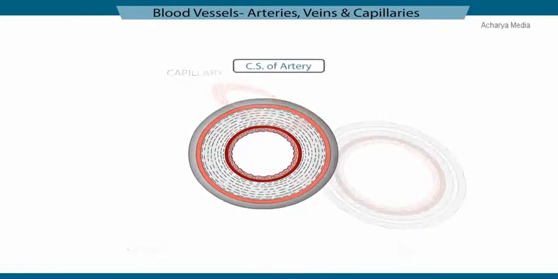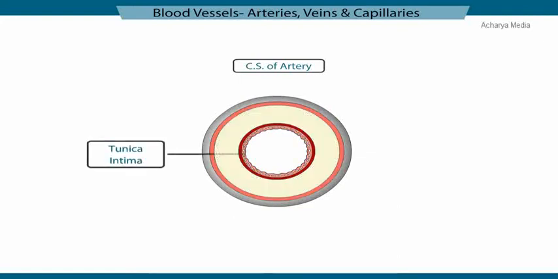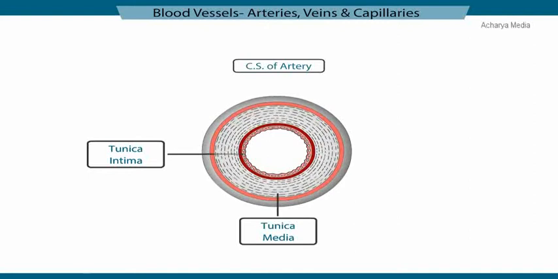The wall of an artery consists of three distinct layers of tunics, namely tunica intima, tunica media, and tunica adventitia. Tunica intima is the inner layer of the artery. It is composed of simple epithelium called endothelium. The layer lies on elastic connective tissue.